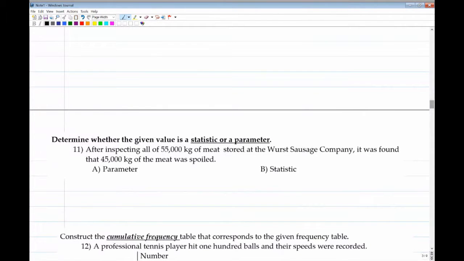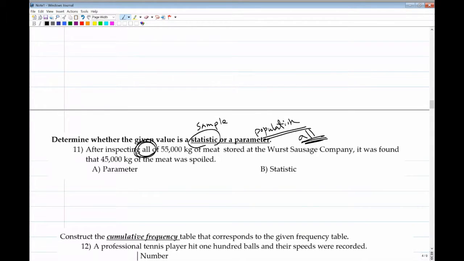Now the next one is to know the difference between statistic and parameter. Statistic deals with sample, parameter deals with population. How can I tell when it is population or sample? Population deals with the keyword "all", all elements in the population. So after investigation, all, can you see this?